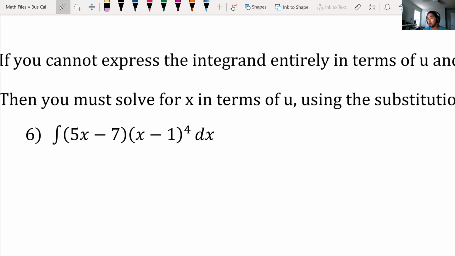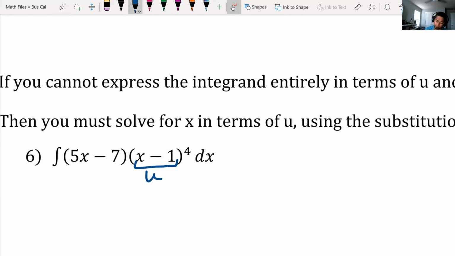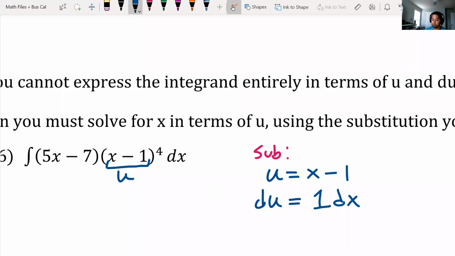So who looks more complicated here? 5x minus 7. We would think that, but it's actually going to be x minus 1. And the reason for that is because x minus 1 is raised to the what power? 4th. So this is the actual more complicated looking one. So u is going to equal x minus 1. Here is our sub. You get u equals x minus 1. This means that du equals 1 dx.